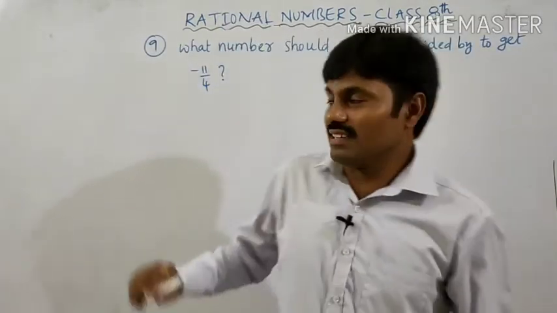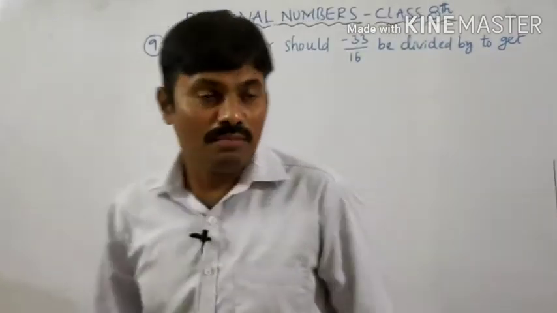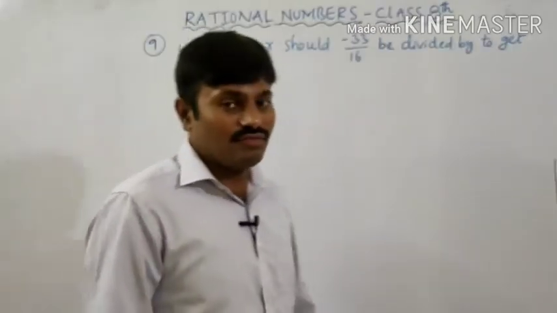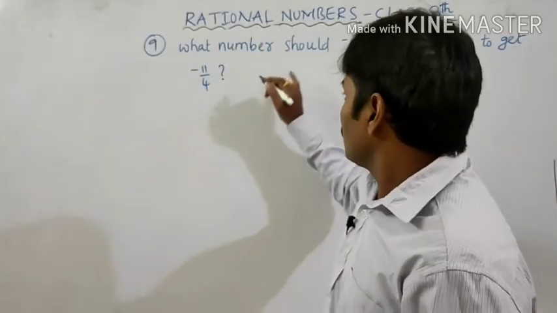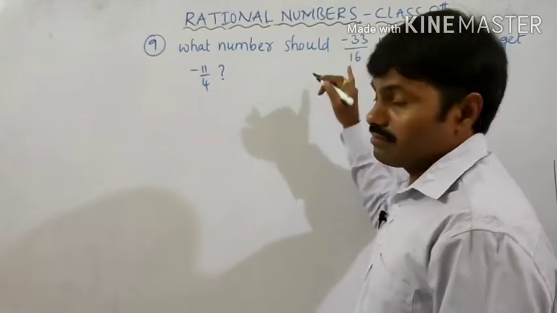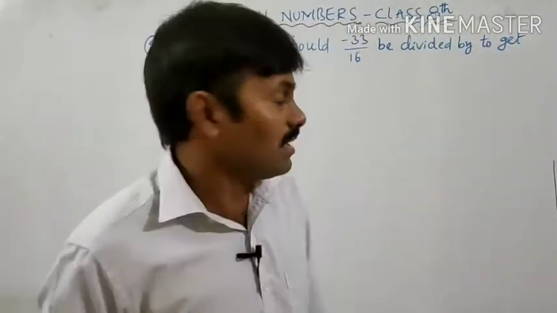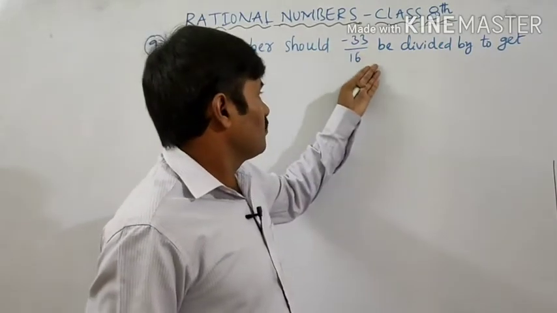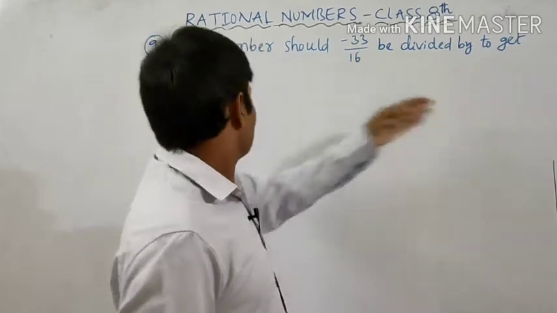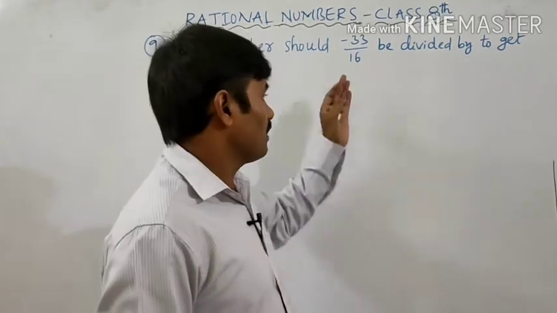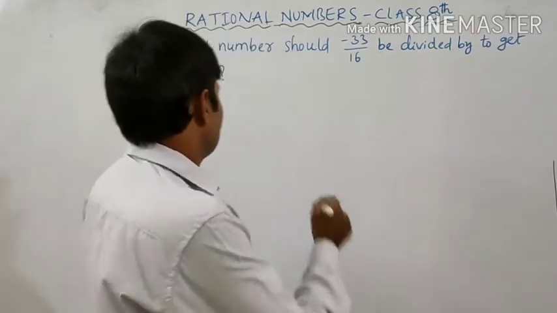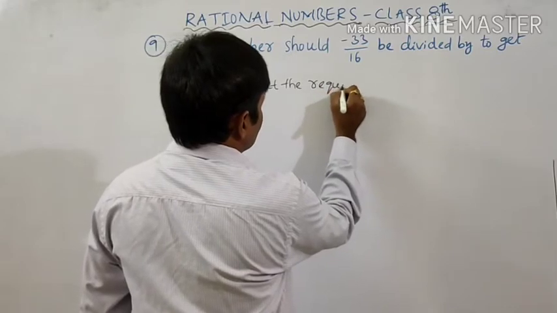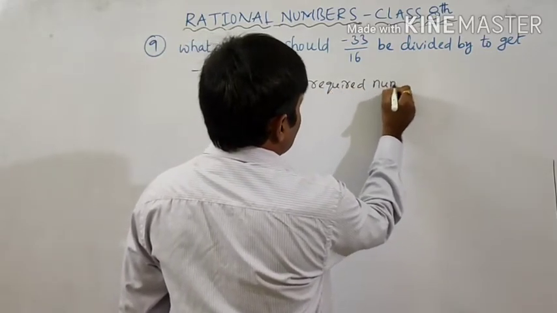Question number 9 is: what number should minus 33/16 be divided by to get minus 11/4? The meaning of the question is, by what number we have to divide it to get minus 11/4. By what number means we have to consider it as x. So let the required number be x.